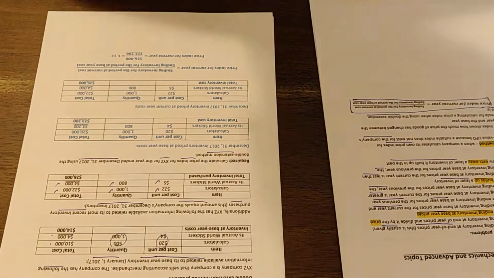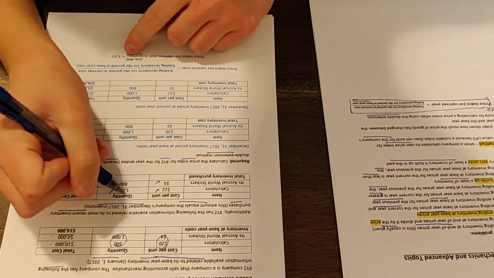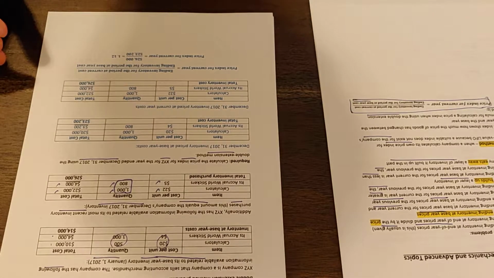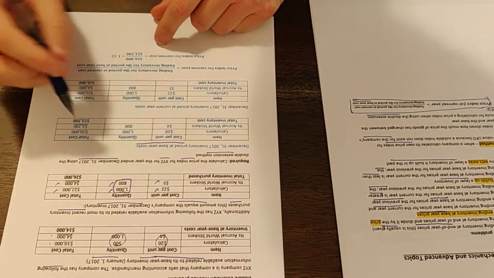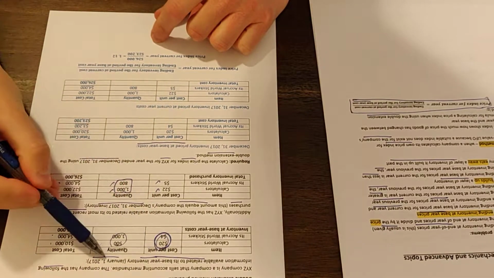So the way that we do that is that we take whatever our ending inventory quantities are. We always want to start with our ending inventory quantities. And then we want to price those at base year costs. What is base year cost? It's this right here, right? Because it tells us this is base year.